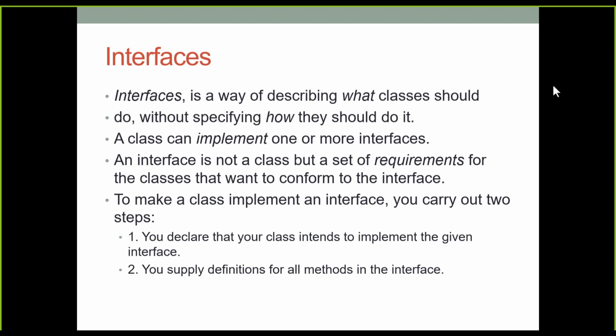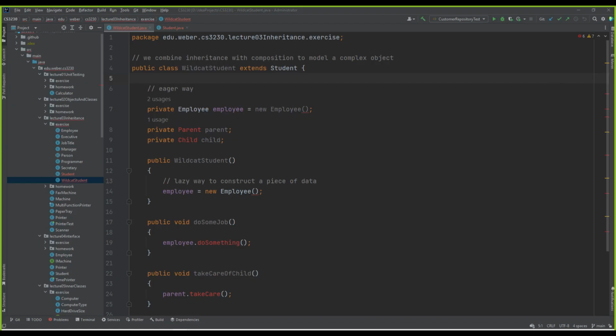Now you may guess, if we know about interfaces, to model a wildcat student, we can let it extend the student superclass and implement multiple interfaces for employee, parent, child, and many more. This is just another way to model a complex object like that. If a class implements an interface, the class is required to provide the body for those methods defined in the interface. Okay, so let's go ahead and start to see some real examples.